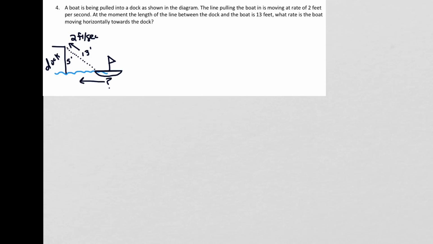All right, question 4 here. We've got a boat, pretty sweet looking boat right there. Must have been drawn by a very talented artist. A boat that's being pulled into a dock as shown in the diagram.